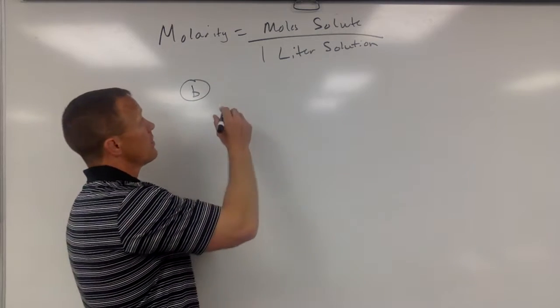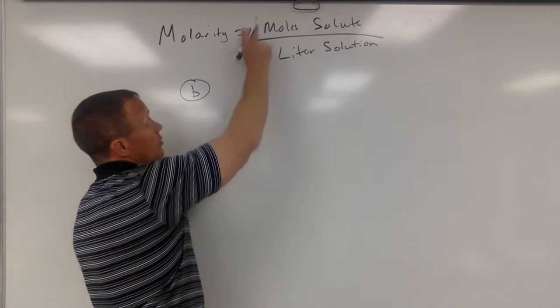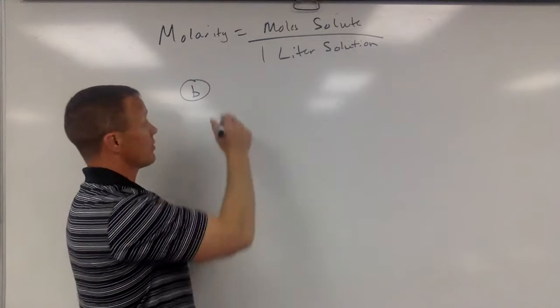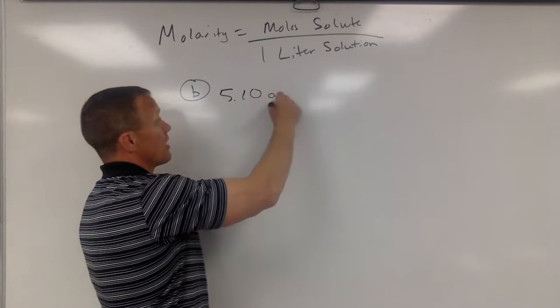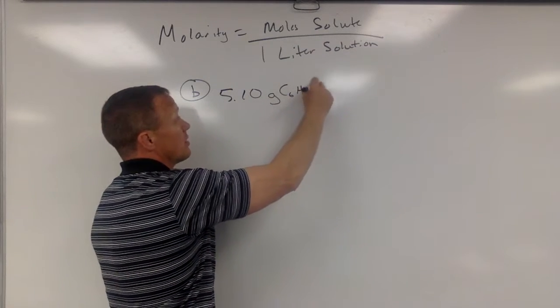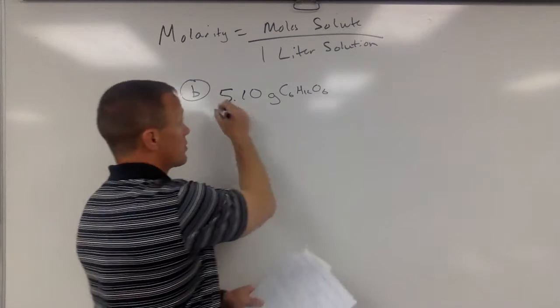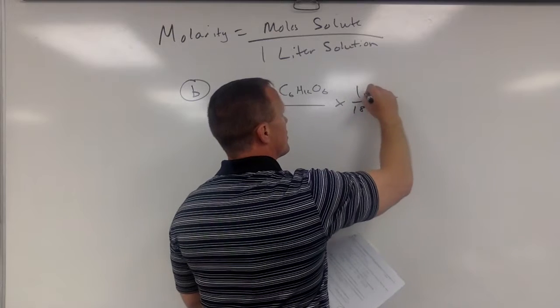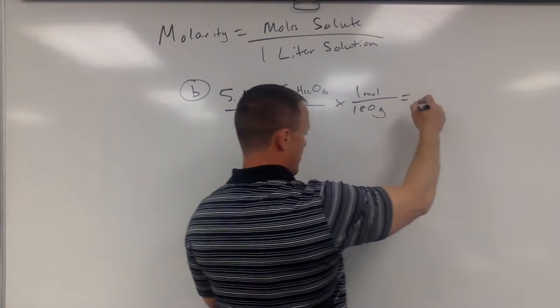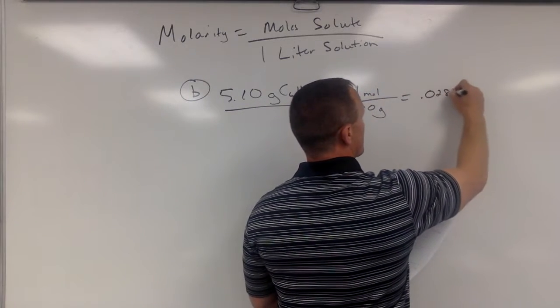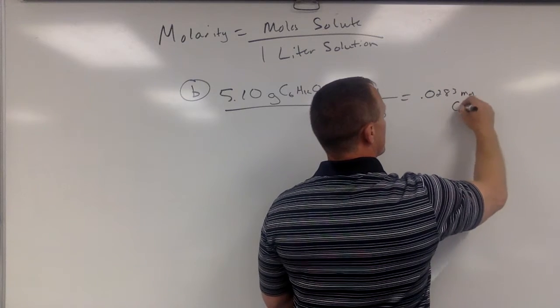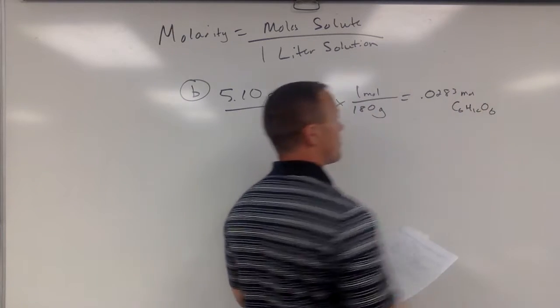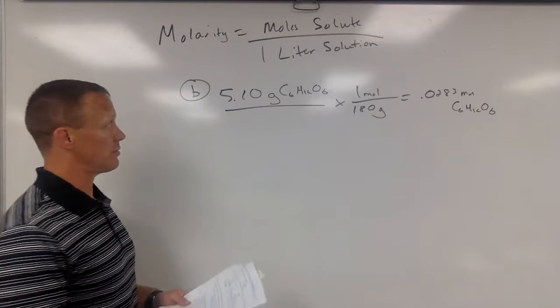So first thing I need to know is how many moles there are of solute. So I know I have 5.1 grams of glucose. So I'm going to convert that into moles. And for glucose, it's 180 grams per mole, so I have 0.0283 moles of glucose.